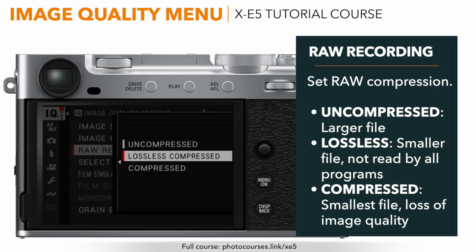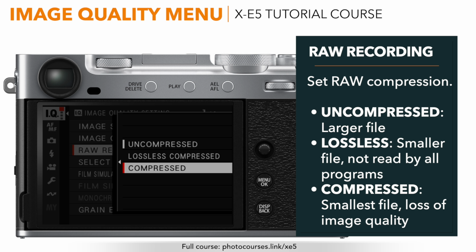However, some file browsers cannot read the lossless compressed format. Your image editors like Capture One, Lightroom, and Photoshop, they can all read the lossless compressed format, but if you're just using a file browser like Mac Finder, you may not be able to see the thumbnails if you're using the lossless compressed format. Compressed is going to give you a much smaller file size than lossless compressed. There is some image quality loss in there, but it's still a RAW file, and you can fit even more of these on your memory card.